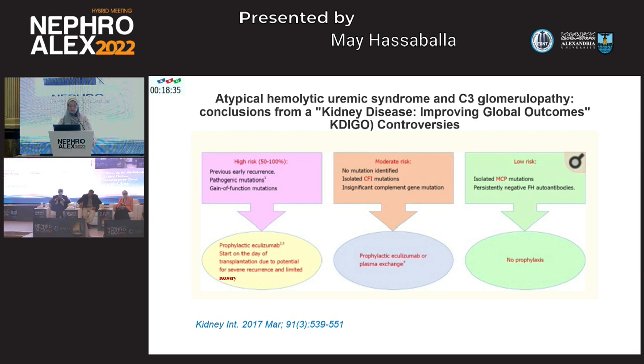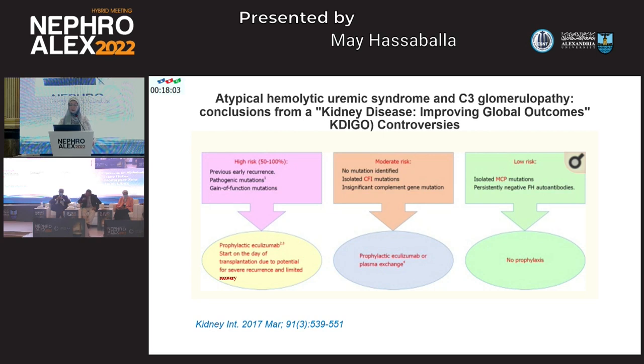And in 2017, the conclusions from the KDIGO guidelines, the controversies conferences, divided the patients into 3 categories. The high-risk categories are those with previous early recurrence in a previous transplant, or who have pathogenic mutations, or gain-of-function mutations. So the recommendation was to use prophylactic eculizumab and start on the day of transplantation due to the potential for severe recurrence and limited recovery.